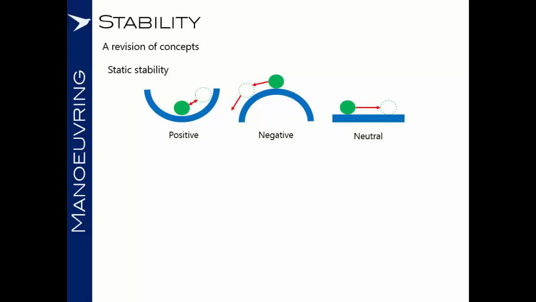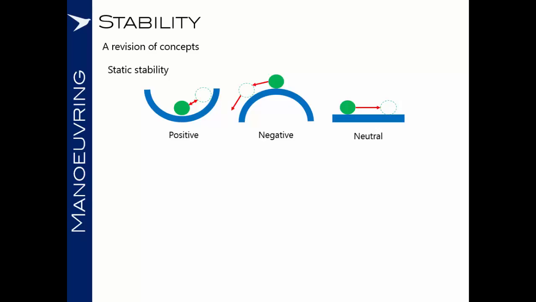So first of all, let's talk about stability and revise what we mean by stability. When we say that something is statically stable, we mean that if it's disturbed from its current position, then it will tend to return to the original position it held before the disturbance.